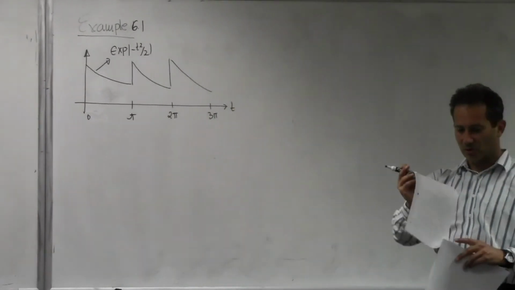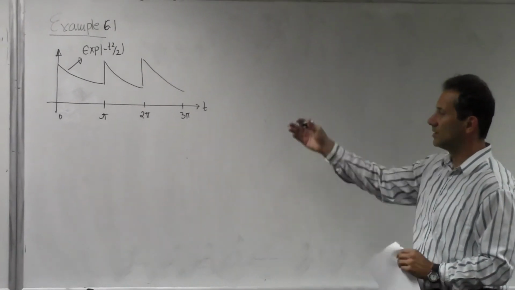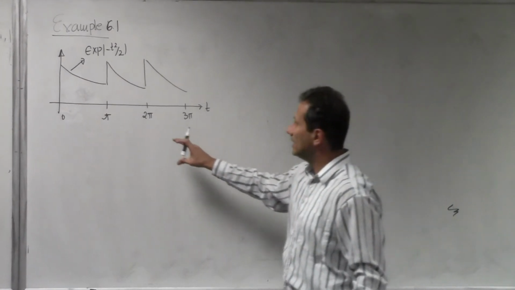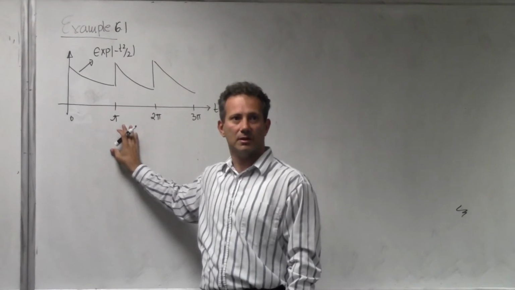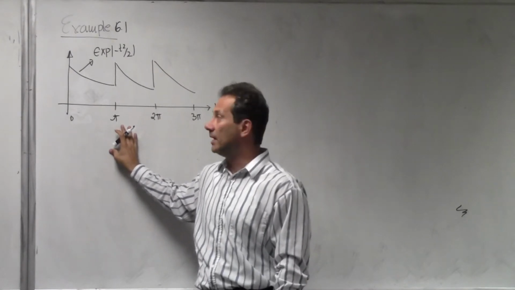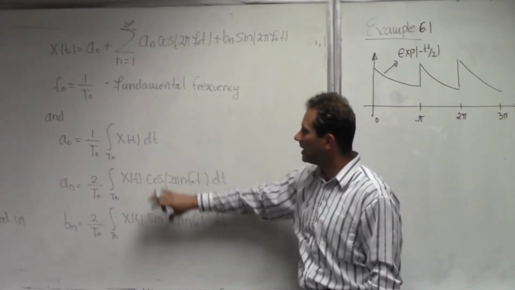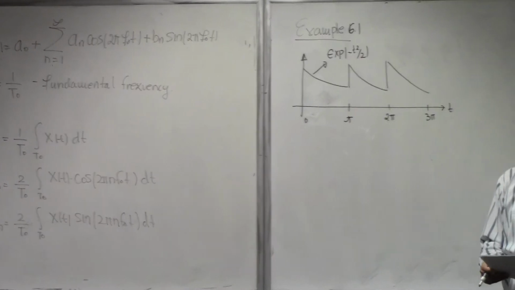Anybody who has worked with a scope, or done some electronics, you see these kinds of signals all the time. Right? So the question is, I notice the signal is periodic. What is the period of this signal? It's pi. So let's go through the mechanics here and decompose this signal into the building sinusoids.